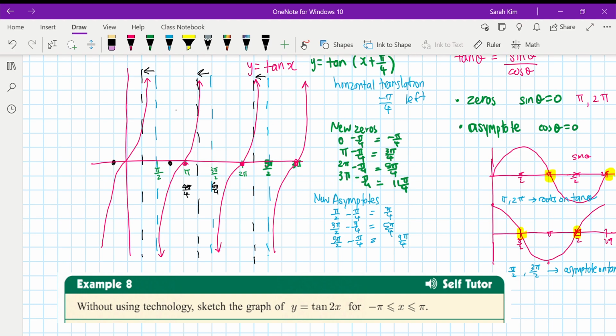The calculation was wrong. It should be 8 pi over 4 take pi, so that would be 7 pi over 4. Alright, so 7 pi over 4 would be over here, and then over here. So I just got to draw them in. So it'll look something like this.